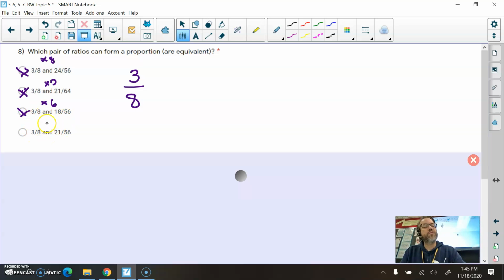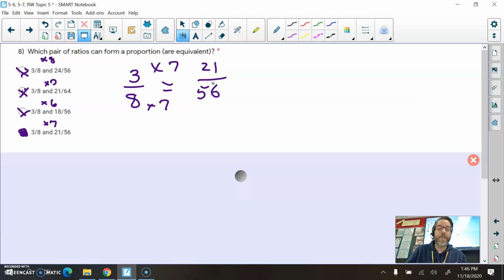3, how do you get to 21? You multiply by 7. So try that with the 8. What's 8 times 7? Oh boy, it's 56. We have a match. 3/8 does equal 21 over 56. Because 3 times 7 is 21, and 8 times 7 is 56. Okay?